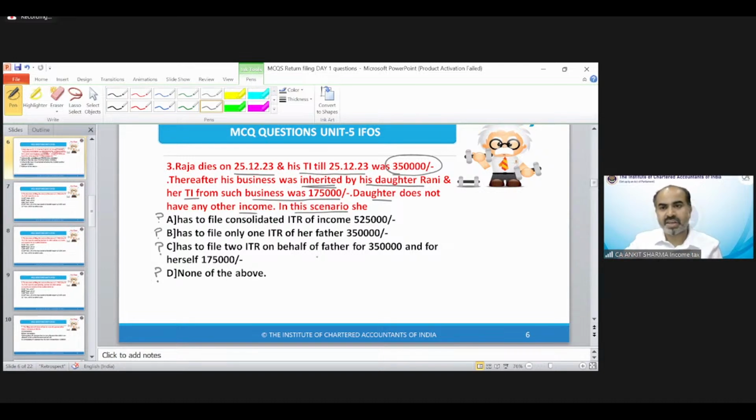So Abhishek is saying A, Pooja is saying B, Malu is saying C. What is the correct answer? Arinjan is saying B, Bhumika is saying C, Khushi is also saying C. Okay.